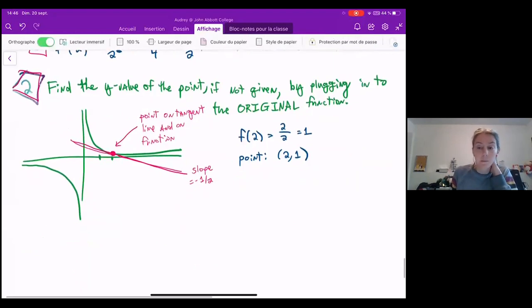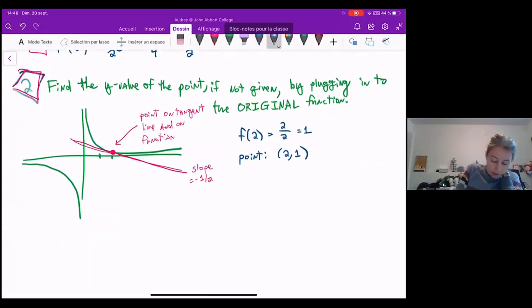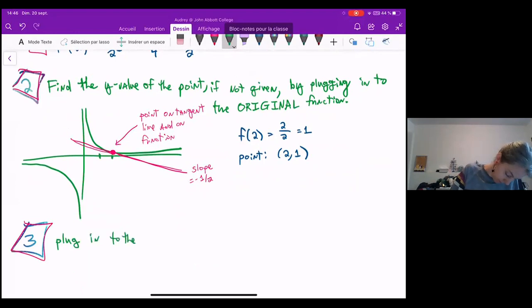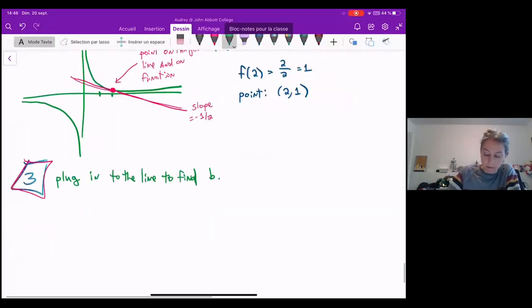Sometimes we're going to skip step 2. Sometimes we'll already be given the y value, which brings us on to our step 3, which is to plug into the line to find b. So in other words, I have y is equal to ax plus b. Well, now I know that my slope is negative 1/2, so y equals negative 1/2 x plus b.